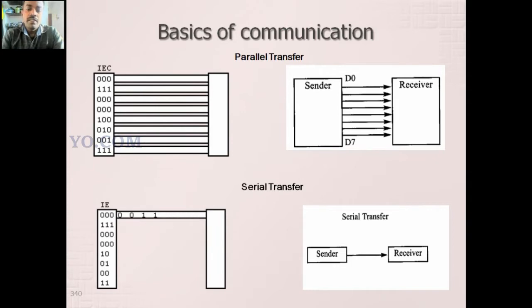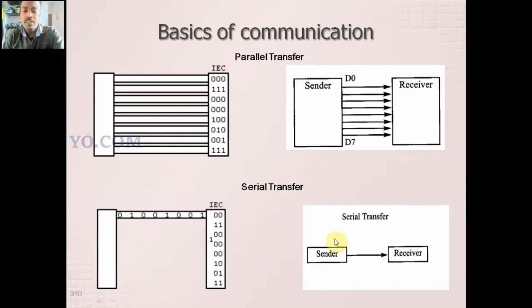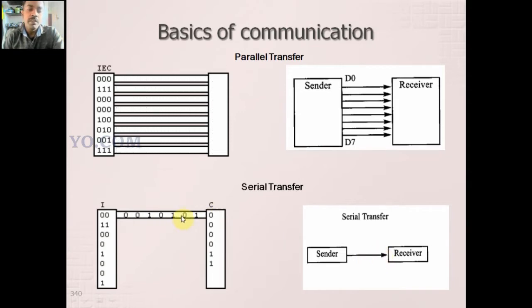And the second one is serial communication or serial transfer. The sender and receiver communicate by a single wire, with a reference wire. So this is serial communication. The data is transferred bit by bit, one by one, but at high speed. When compared to parallel, this transfer is very easy and cost effective.